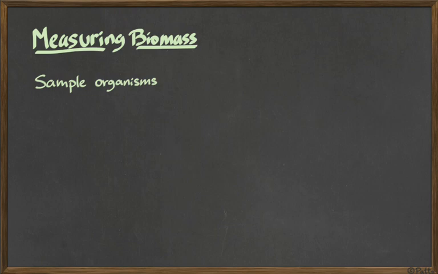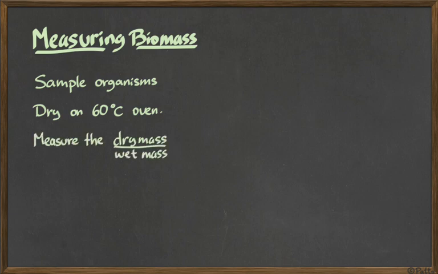So we sample. We get one organism, we get a piece of an organism. You don't need to kill an entire tree to know its biomass. You can get a branch and you estimate the biomass of that branch. So we sample an organism. We get a small one from a very big population, or we get a piece of an organism and we dry them in an oven at 60 degrees Celsius. Okay? We leave it there to dry, and when it is dry, we then measure the dry mass and you divide that by the wet mass.